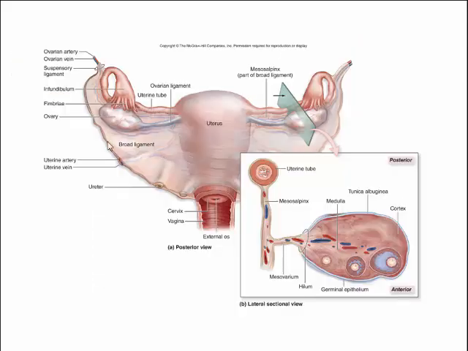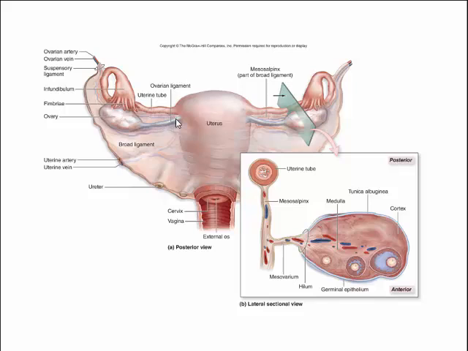Here you can see the broad ligament. The broad ligament is continuous with the ligaments that connect to the ovary, the uterine tube, and the blood supply. The ovarian artery and vein, remember, connect to the aorta and the inferior vena cava, respectively. As they run in towards the ovary, they are surrounded by a thickened layer called the suspensory ligament.